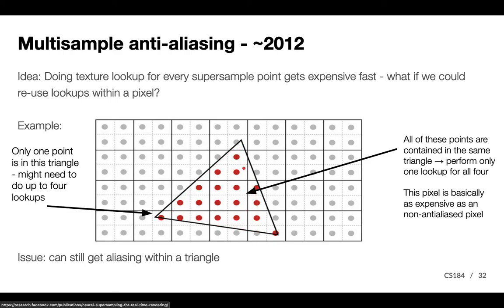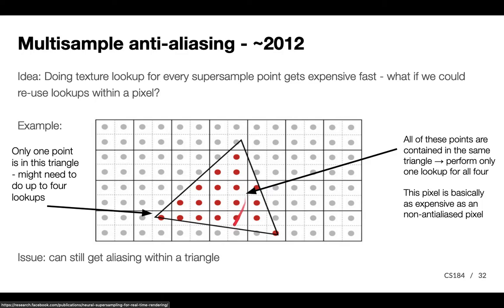And so what multi-sample anti-aliasing will do here is say, well, since it's all in the same triangle, let's only do one texture lookup for all four. Okay, so this avoids 3 texture lookups that we would have otherwise had to do. Basically, this means this pixel is now almost as inexpensive as a non-anti-aliased pixel, right? It's slightly still more expensive because you still have to do the in-triangle checks for all 4, but it's not nearly as expensive as if we had done 4 texture lookups, okay? So we've won a little bit of efficiency here.